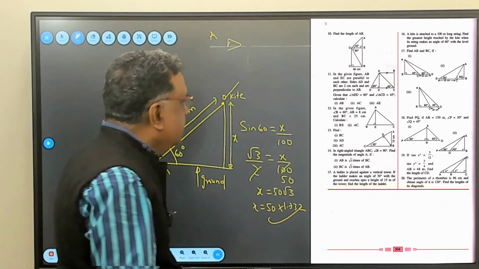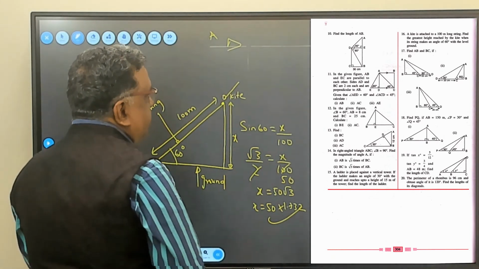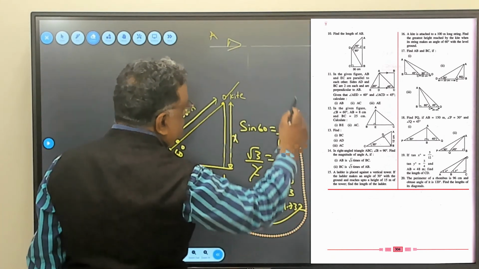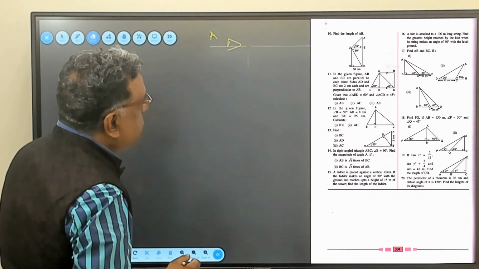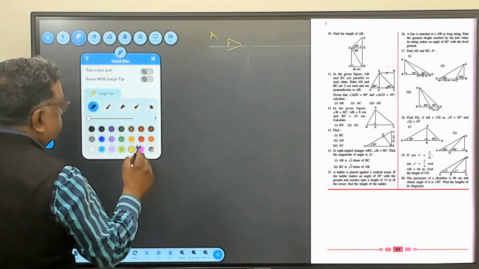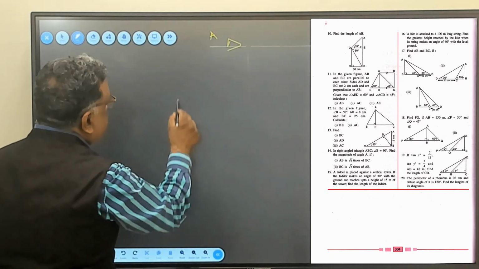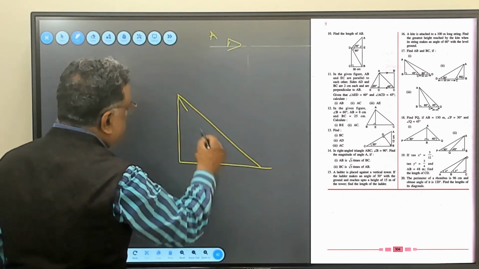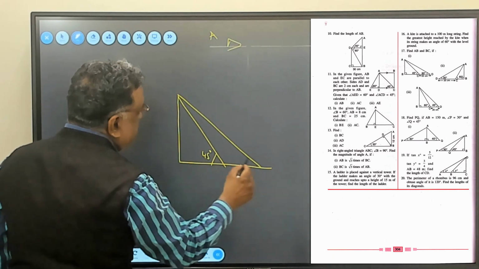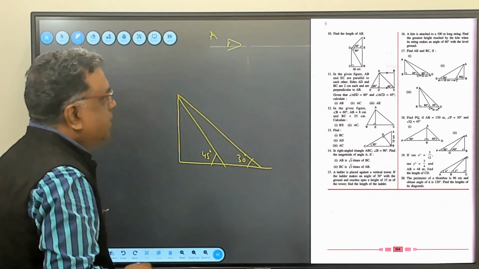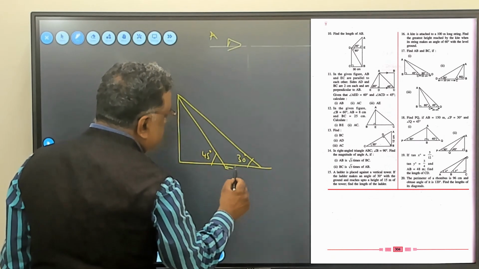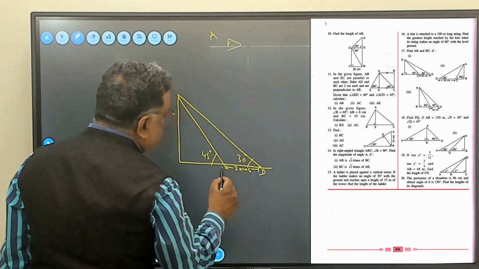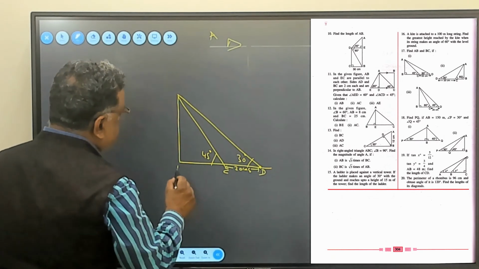Okay. Let's try to do 17th, first one. First part of 17th and the remaining are, I find very similar to it. So we'll do first part and we'll see how. So what they have asked. They have given a situation where we have been given a triangle like this. This is 45 degrees and this is 30 degrees. This length is 20 centimeters. This is D, this is C, this is B, and this is A.